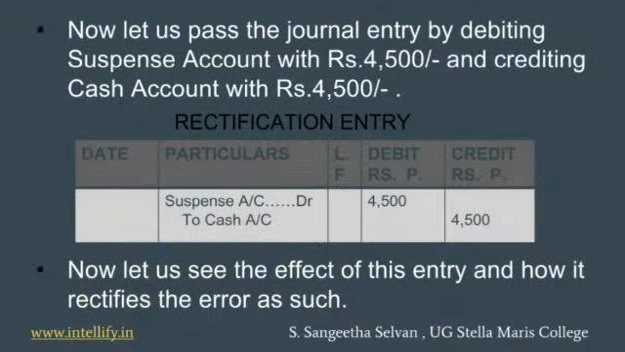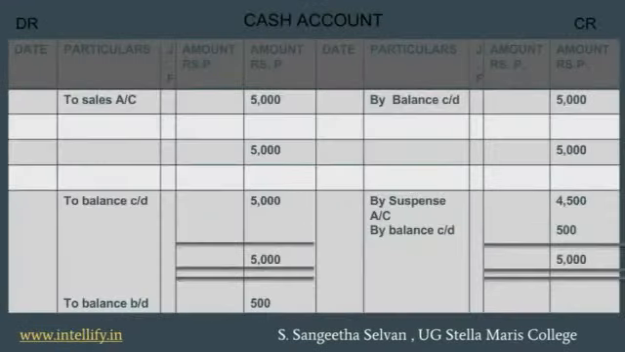So the journal rectification entry would be: suspense account debtor to cash account, respectively, each amount being 4,500 and 4,500. Let us see the effect of this entry and how it rectifies the error. It is not enough only to pass the journal entry by following the rule. We have to know why we are doing that journal entry and how it corrects this error. So come, let us see the rectified ledgers now.